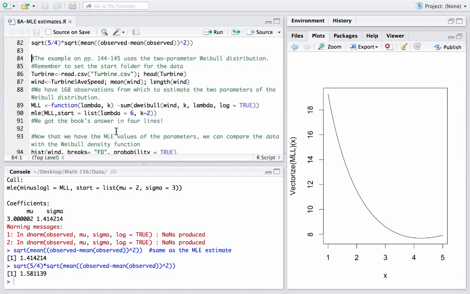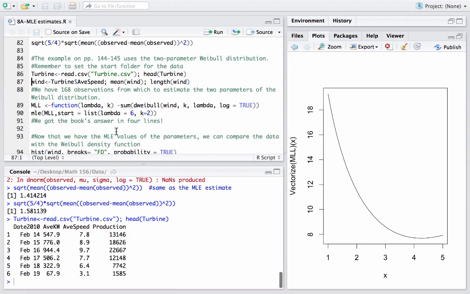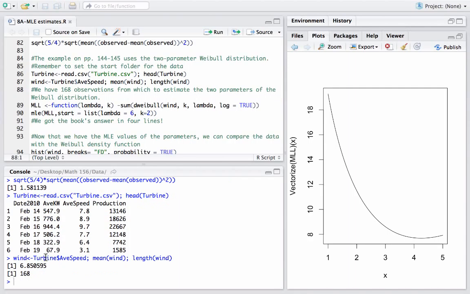Okay, so now we're going to use some real-world data and talk about the two-parameter Weibull distribution. So we're going to use the turbine data set, and we're reading in wind speeds. So we have 168 data points, and the average is 6.85. So the Weibull distribution, I think, is a special case of the gamma distribution, but we'll have to look into that.